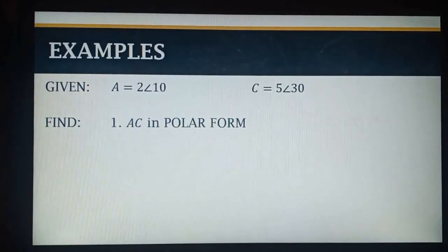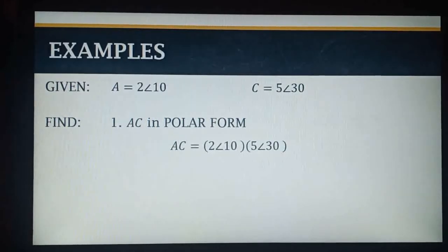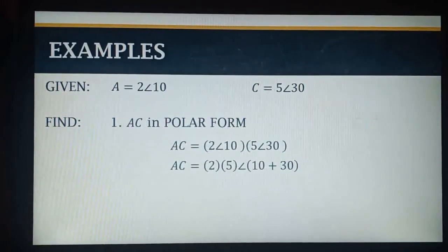So example number 1, the items needed is A and C, but your answer must be in polar form. Since A is in polar form already and C is in polar form already, so pwede tayong gumamit ng multiplication in polar form. So AC is equivalent to the quantity of 2 angle 10 multiplied to the quantity of 5 angle 30. So multiplying both are, that is 2 multiplied to 5, then sum of the angles, which is 10 plus 30. Therefore, AC is equal to 10 at angle 40.